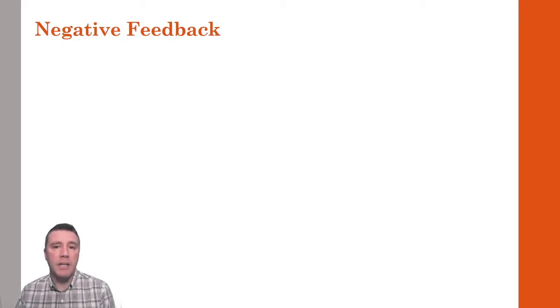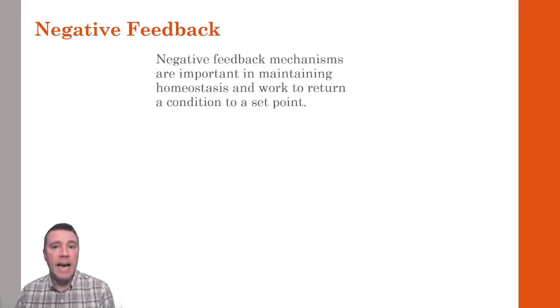Negative feedback mechanisms are important in maintaining homeostasis. They act to respond to a stimulus that disrupts the system by resetting it, returning it to its original condition. The original condition is called the set point, the status that the mechanism is trying to maintain.